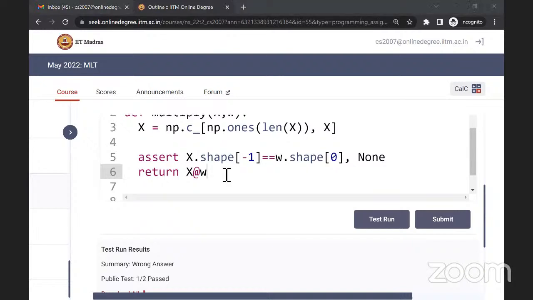Okay, understood. And assert is an inbuilt function of Python, is it? Not of NumPy. Pardon me? Assert is an inbuilt function of Python, is it? Yes. Okay.